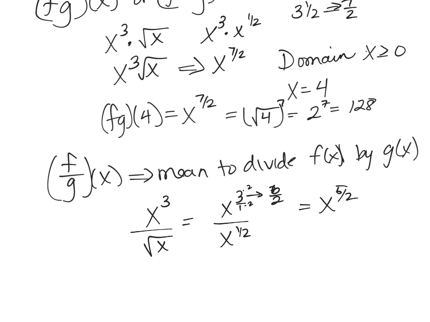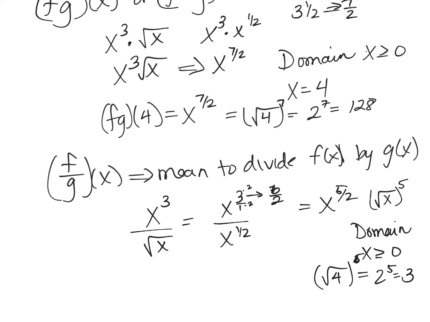So again, because this represents the square root of x to the 5th, my domain is x is greater than or equal to 0. When I plug in 4, the square root of 4 to the 5th is 2 to the 5th, which is 32.